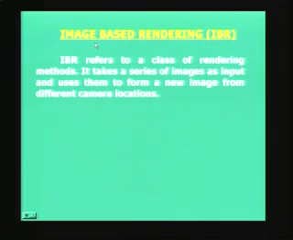If you use a single image or a couple of images at the most, you can talk of image based rendering, but if you talk of a sequence or series of images, you can say you are using video based rendering as well. So, what does it do? It takes a series of images as input and uses them to form a new image from different camera locations.